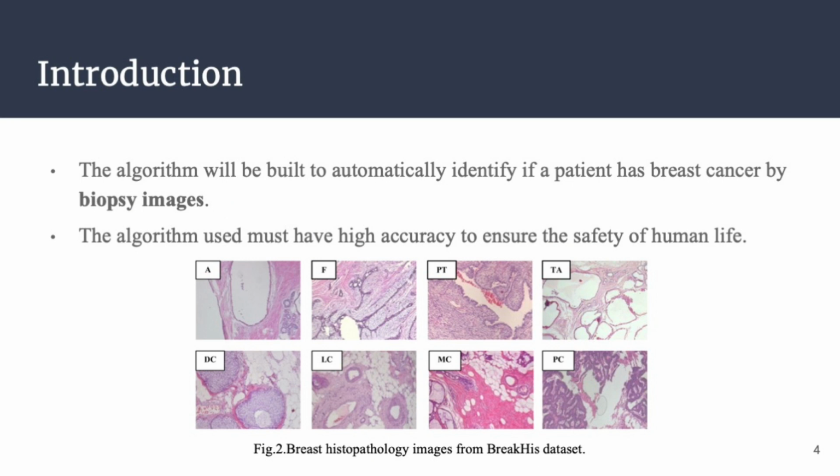Our objective is to develop an algorithm capable of automatically identifying breast cancer in patients using biopsy images. By utilizing advanced technology, we can enhance the accuracy and efficiency of breast cancer diagnosis.